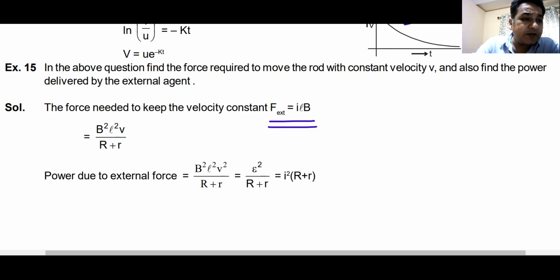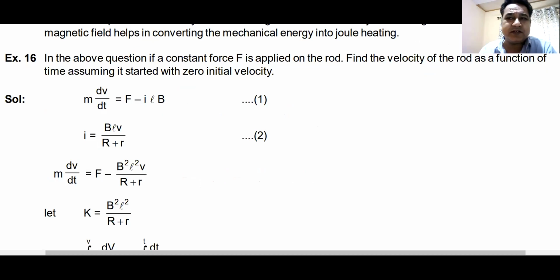Now there are different variations of the same problem. This is one more variation. In the above question, if a constant force F is applied on the rod, find the velocity of the rod as a function of time, assuming that it starts with zero initial velocity. So instead of giving it a velocity v, I've applied a constant force F. What is the velocity of the rod as a function of time?